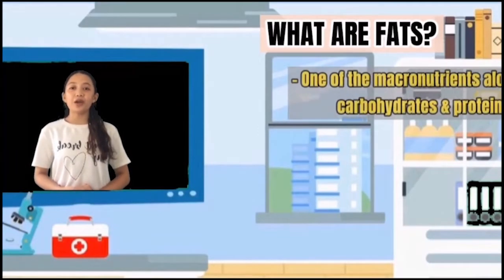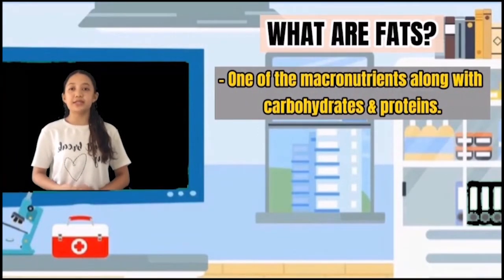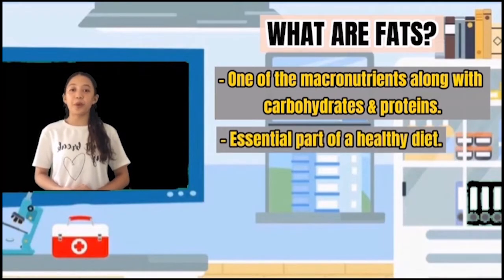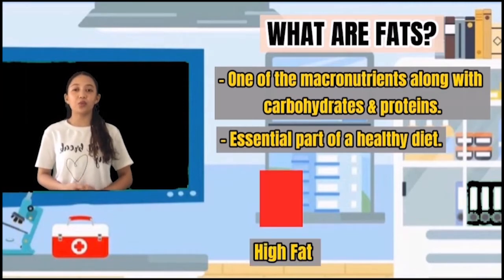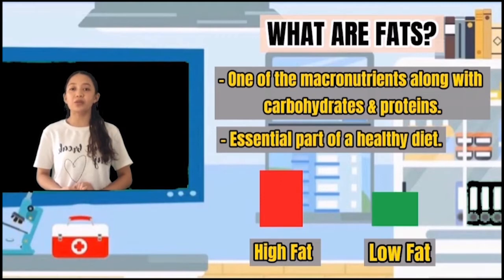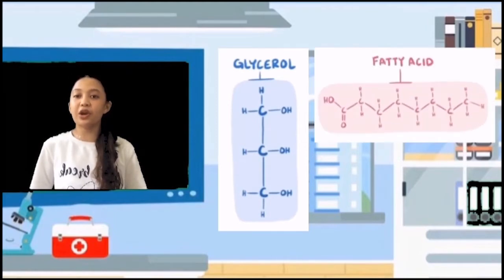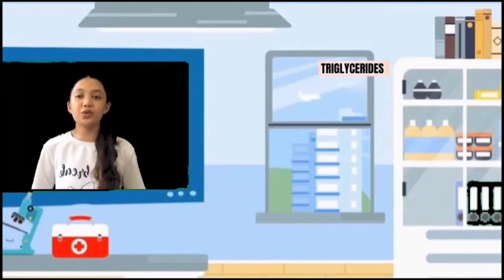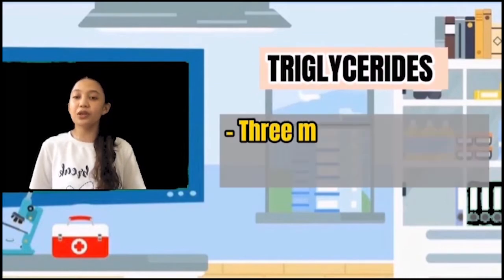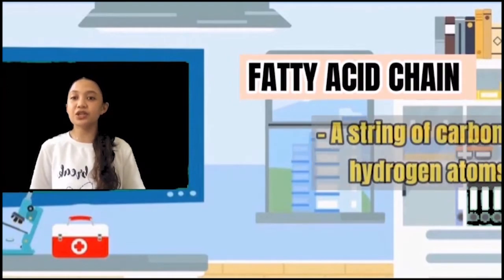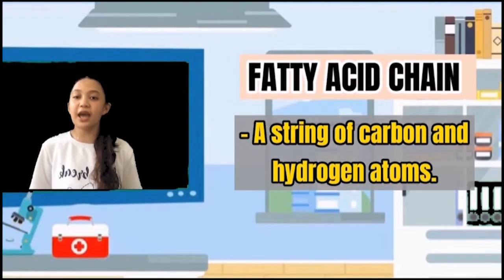Fat is one of the macronutrients along with carbohydrates and proteins. It is found in most foods as it is an essential part of a healthy diet. Some foods have a high fat content while others have just a small amount. Fats have a three-carbon backbone called glycerol, as well as fatty acid chains, forming triglycerides. When we say triglycerides, it is a three-molecule structure joined together. The fatty acid chain is basically a string of carbon and hydrogen atoms.